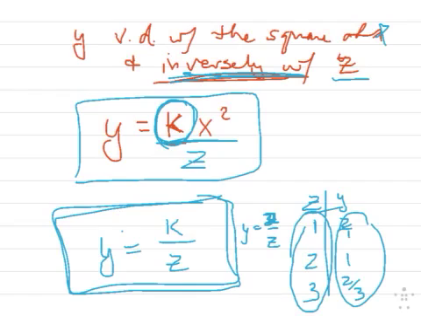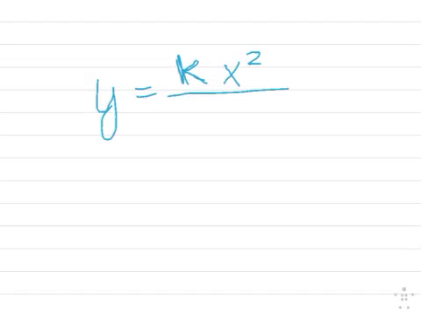So here's an example. It says, write a general equation if y varies directly with the square of x and inversely with the square of w. Directly with the square of x means x squared times k, and inversely with the square of w means that w squared is on the bottom. That's how you write that problem.